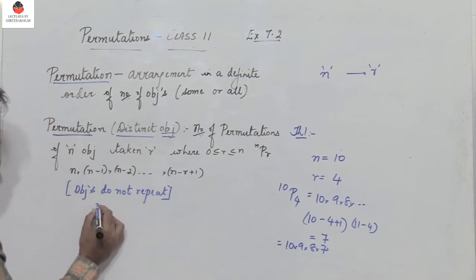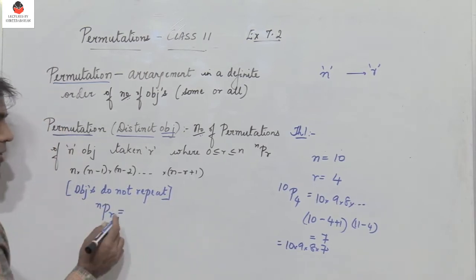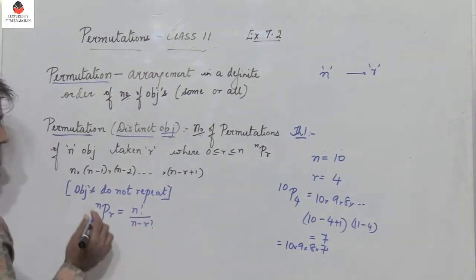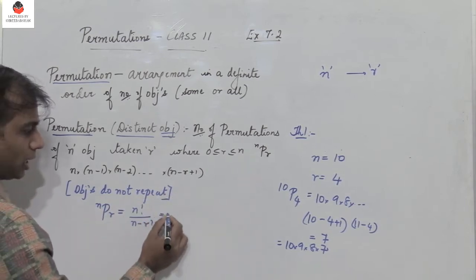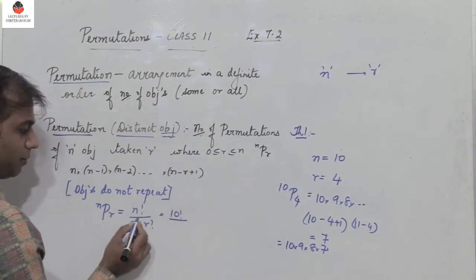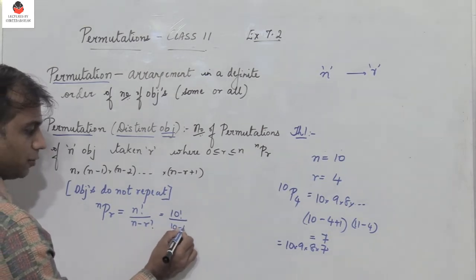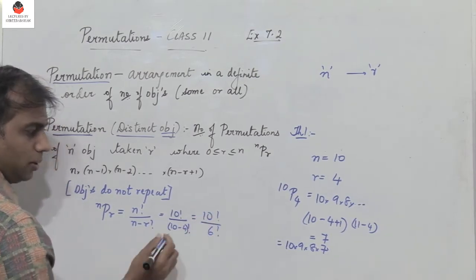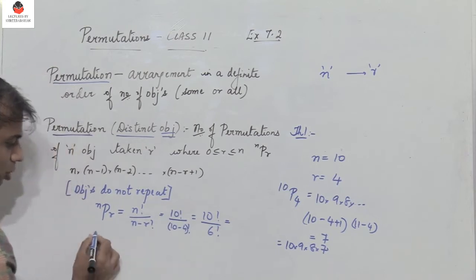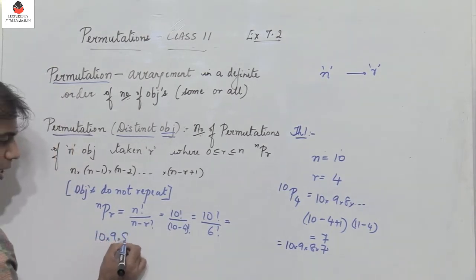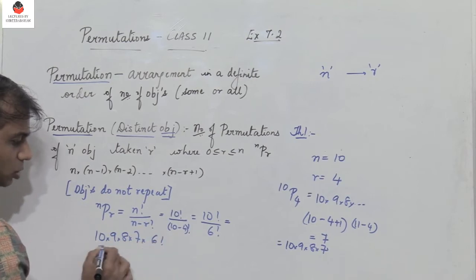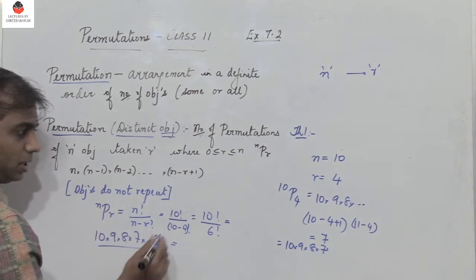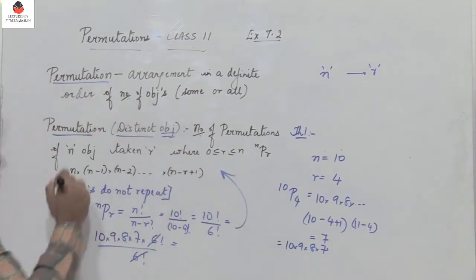Now, permutation nPr is also written as factorial n divided by factorial n minus R. Now if n is equal to 10 and R is equal to 4, I get factorial 10 divided by factorial 10 minus 4, which is 10 factorial divided by 6 factorial. So what is 10 factorial by 6 factorial? I can write this as 10 into 9 into 8 into 7 into 6 factorial by 6 factorial. So I end up getting 10 into 9 into 8 into 7, right? So this is how we define permutation.